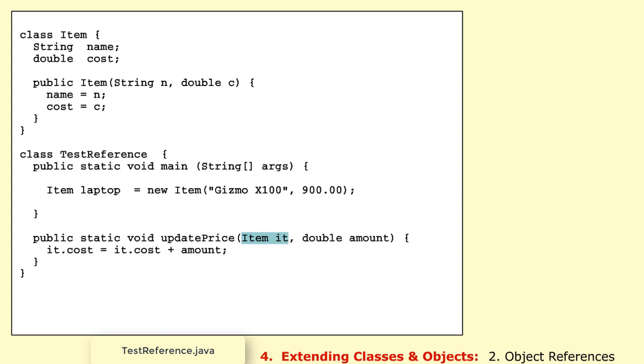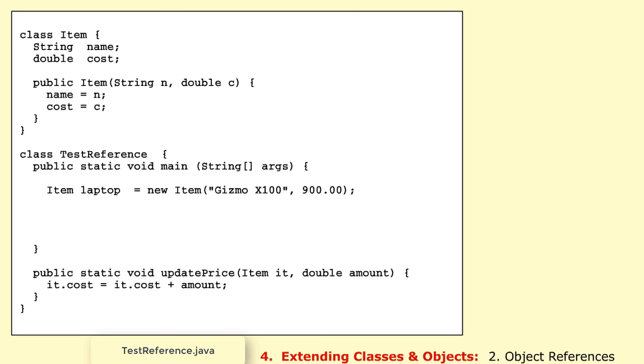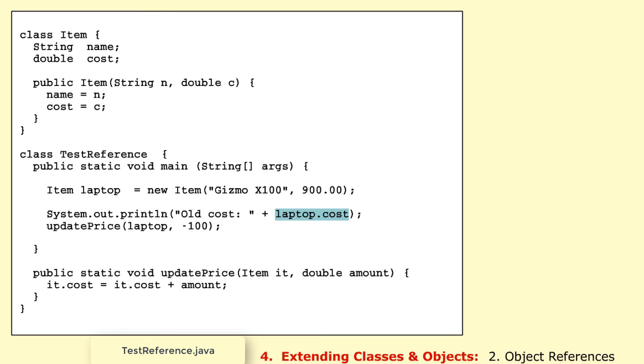It accepts an object of type item, actually an object reference, and a double representing the price change. It uses the reference to access and update the cost attribute of the object. Let's discount our laptop by $100. We'll print the price before and after the update. Let's see the results.